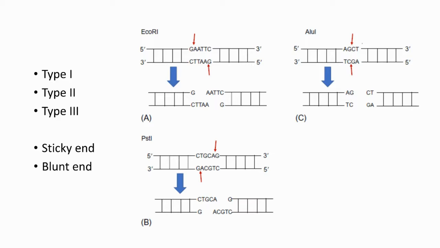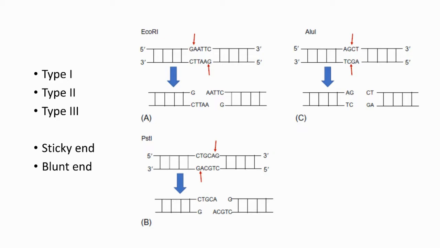For AluI, it recognizes AGCT and cuts the phosphodiester bond between the G and C. They cut it here and separate into 2 different molecules. And this is called a blunt end.